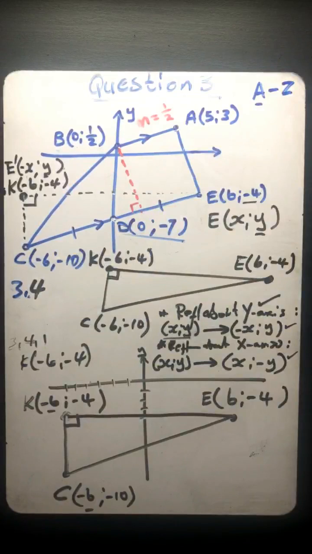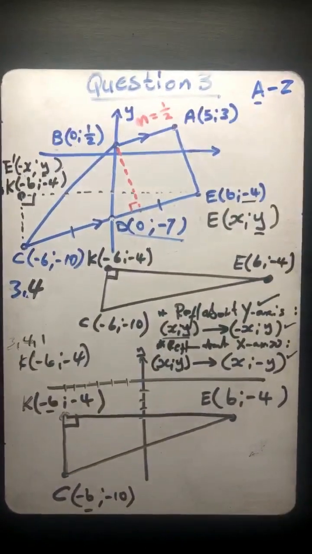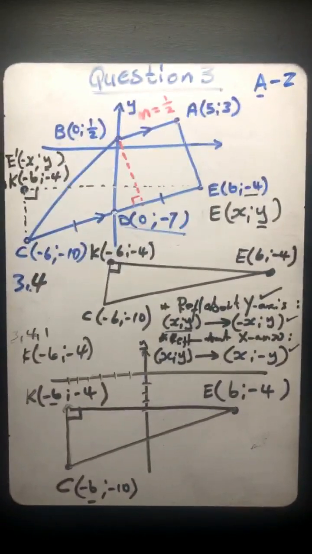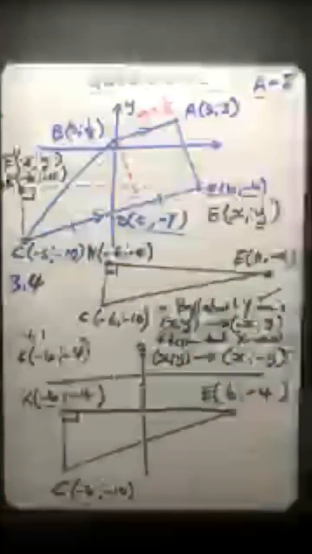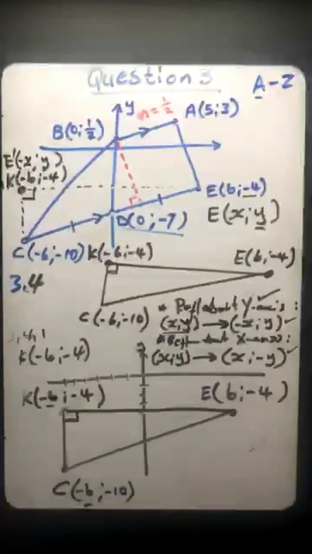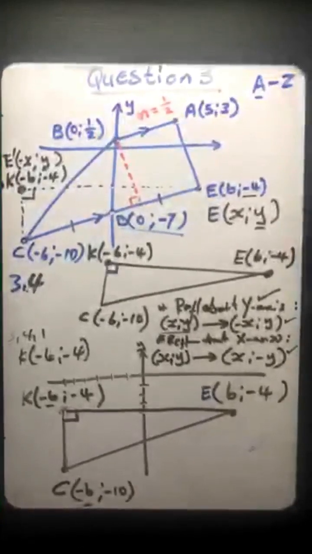So now let's move on to the next question, which is 3.4.2, which says calculate the perimeter of triangle KEC. Let's see, KEC. Anyone who'd like to suggest how we calculate the perimeter? Or what is the perimeter? You add all sides. 100%. When it comes to the perimeter, you add all the sides.